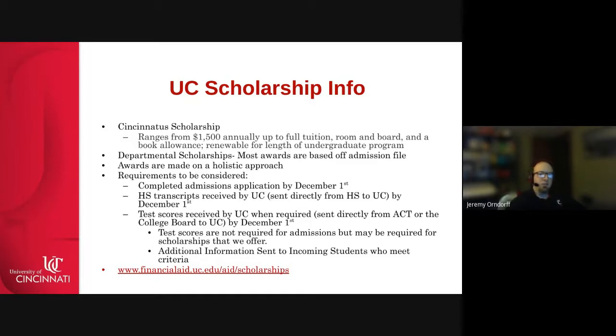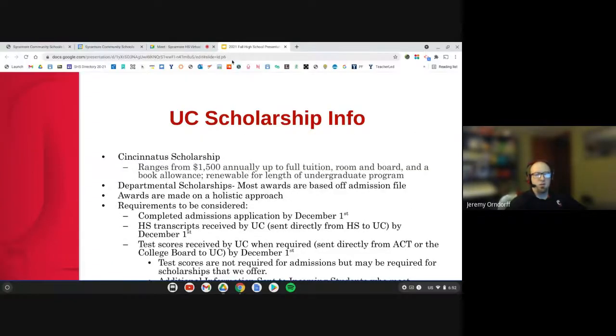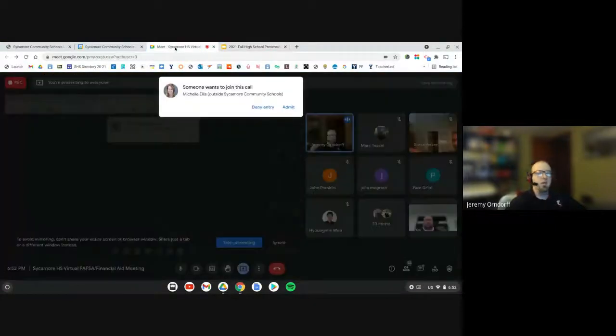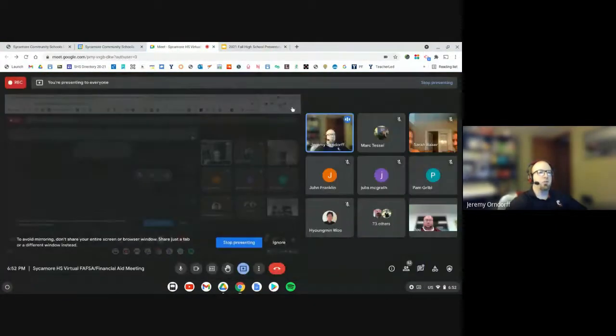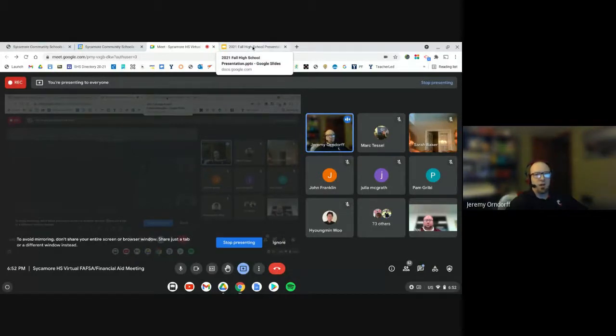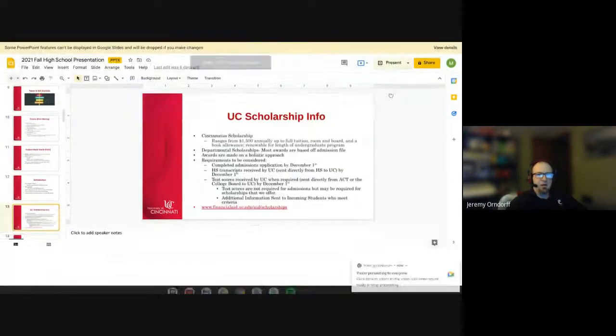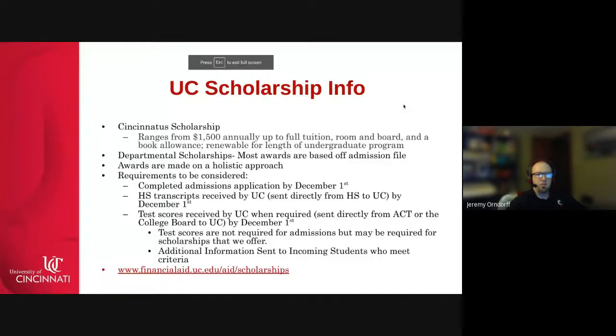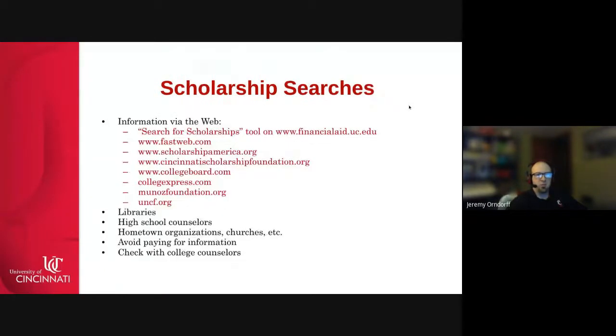It also means if you're applying for a program that requires an ACT or SAT score, you have to have those there. And I know a large number of our programs no longer require that for admission. But if they do, then it has to be there to be considered for scholarships. So with that, again, December 1st is very important. And that sets up how you will be reviewed for scholarships at UC.